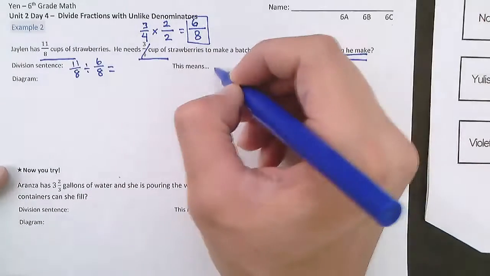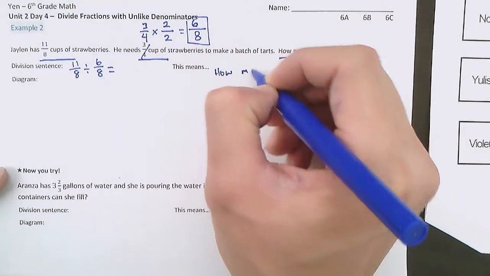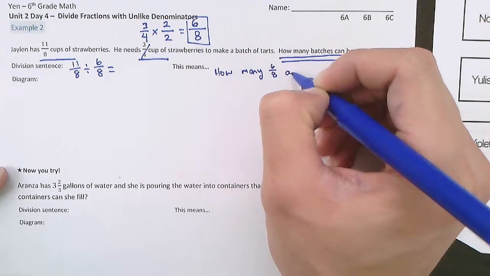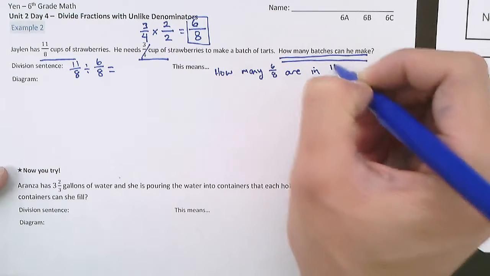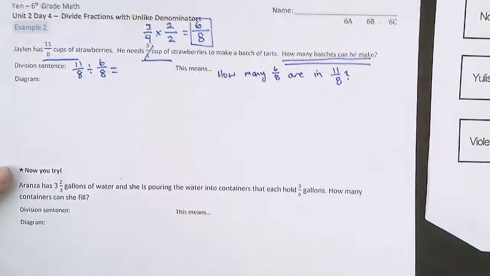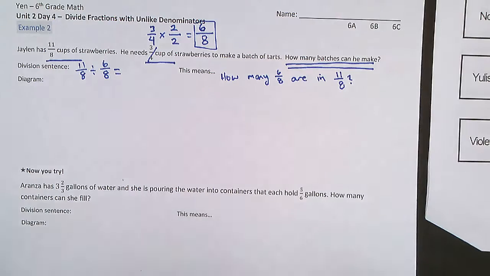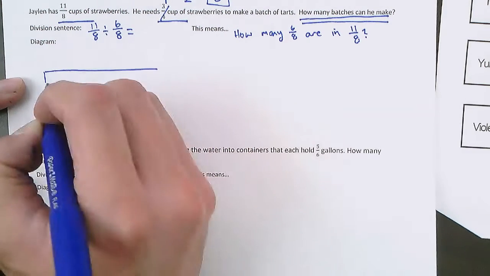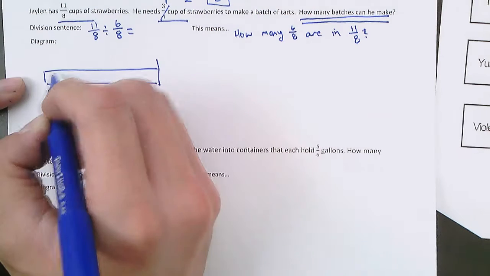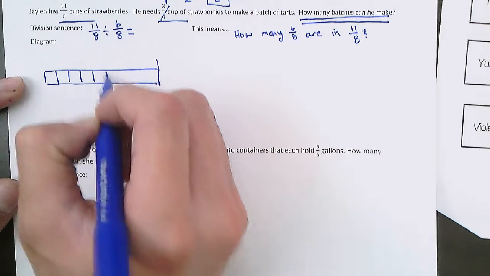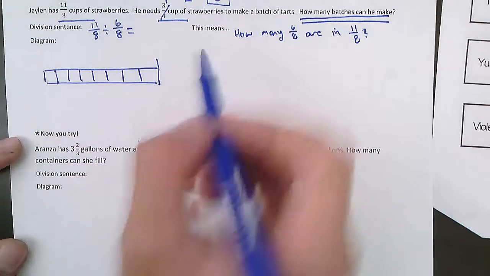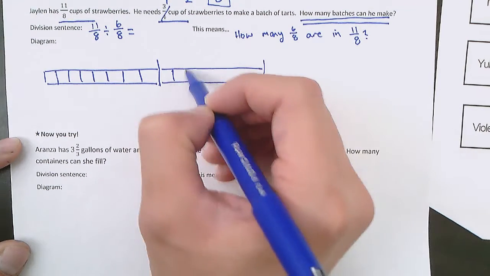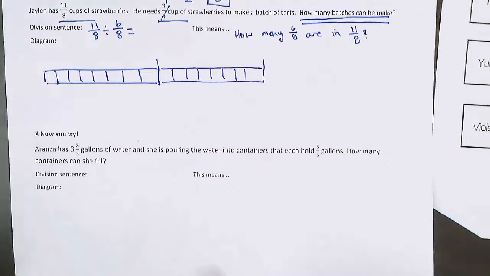All right, this means how many 6/8 are in 11/8. Let's draw out our diagram. 11/8, so we're going to have one whole, which would be 8/8. 1, 2, 3, 4, 5, 6, 7. And then we need another whole. 1, 2, 3, 4, 5, 6, 7.